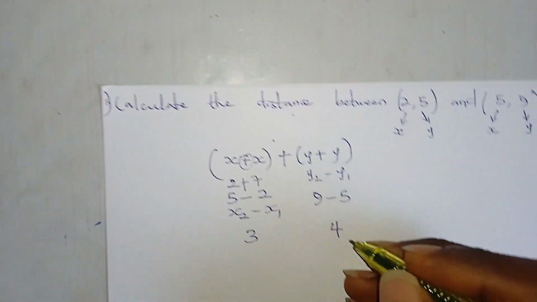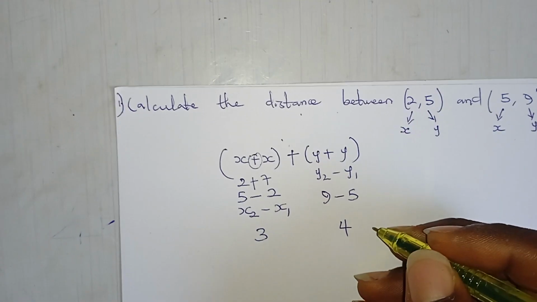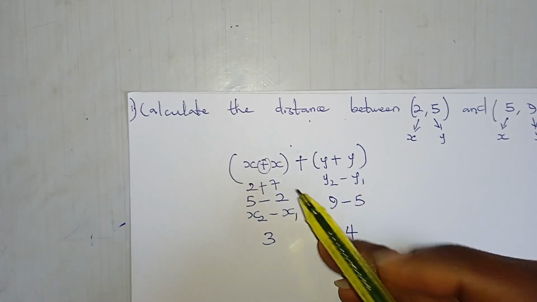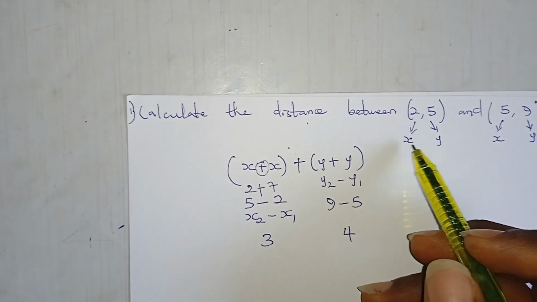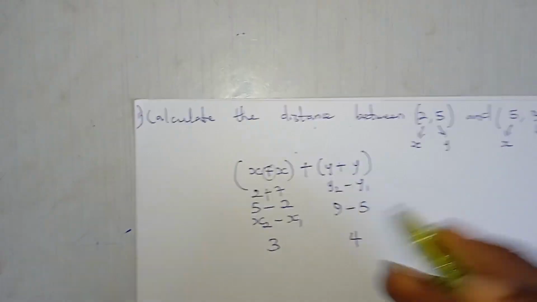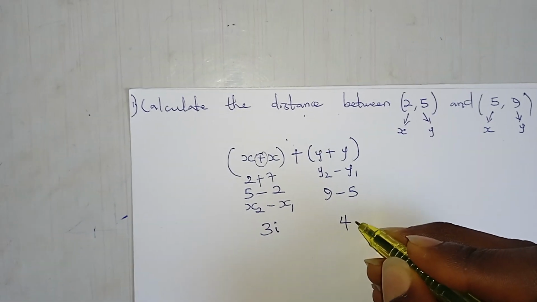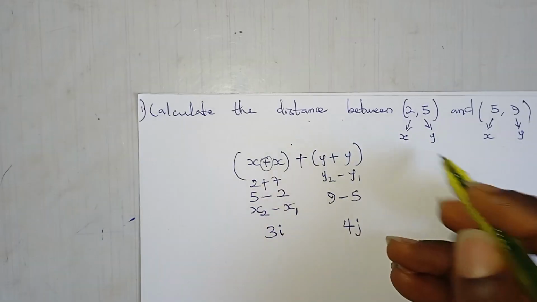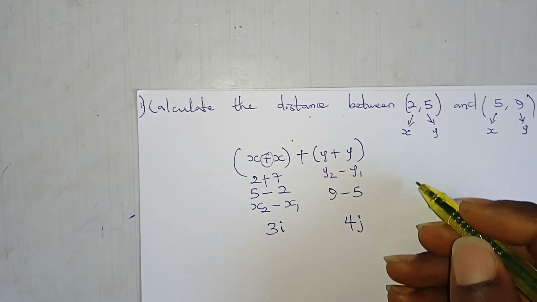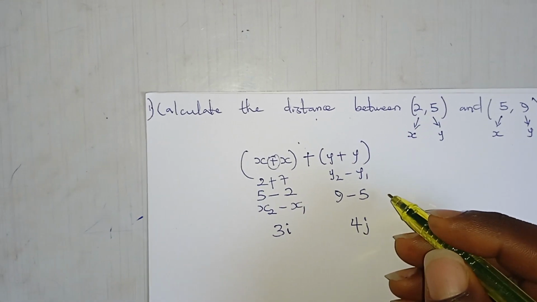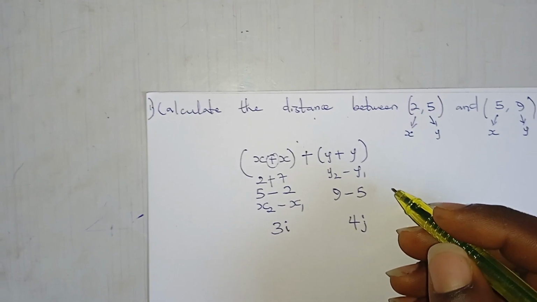Now, whenever you're treating this kind of question, you need to know that once you're given this kind of question, it means they are telling you about component vectors. Anything that has to do with x, attach i to it. Anything that has to do with y, attach j to it. Assuming it's 3 component vectors, you add k. So this is vector on 2 planes.